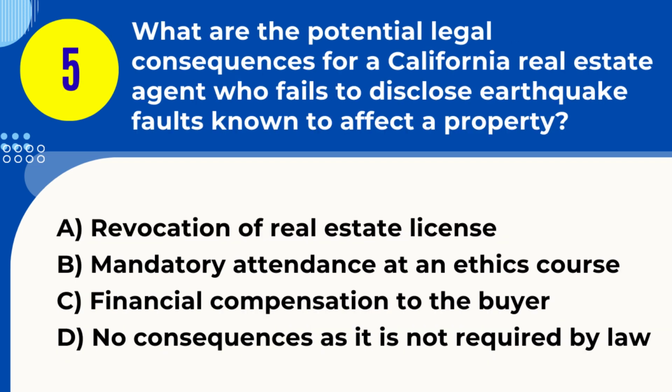Question 5. What are the potential legal consequences for a California real estate agent who fails to disclose earthquake faults known to affect a property? A. Revocation of real estate license. B. Mandatory attendance at an ethics course. C. Financial compensation to the buyer. D. No consequences, as it is not required by law.